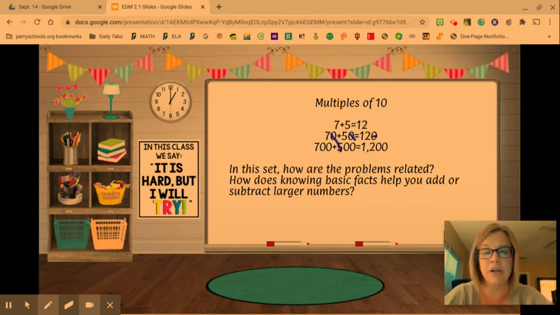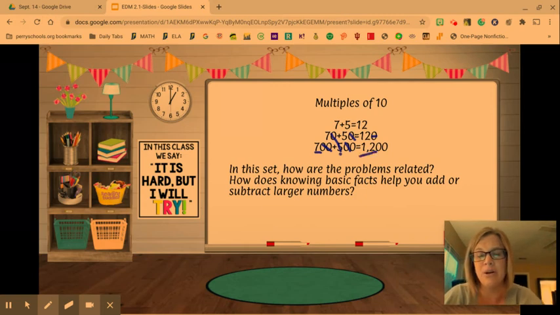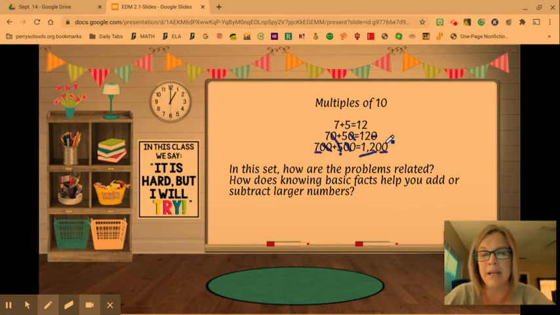Same thing for 700 plus 500. Again, this one is a multiple of 100. So I have 700 and I have those 2 zeros. I have 500 with the 2 zeros because they're multiples of 100. And I'm left with my base fact, 7 plus 5 is 12. Only this time I have 2 zeros, and when I do that, it makes my number 1,200. So 700 plus 500 is 1,200.